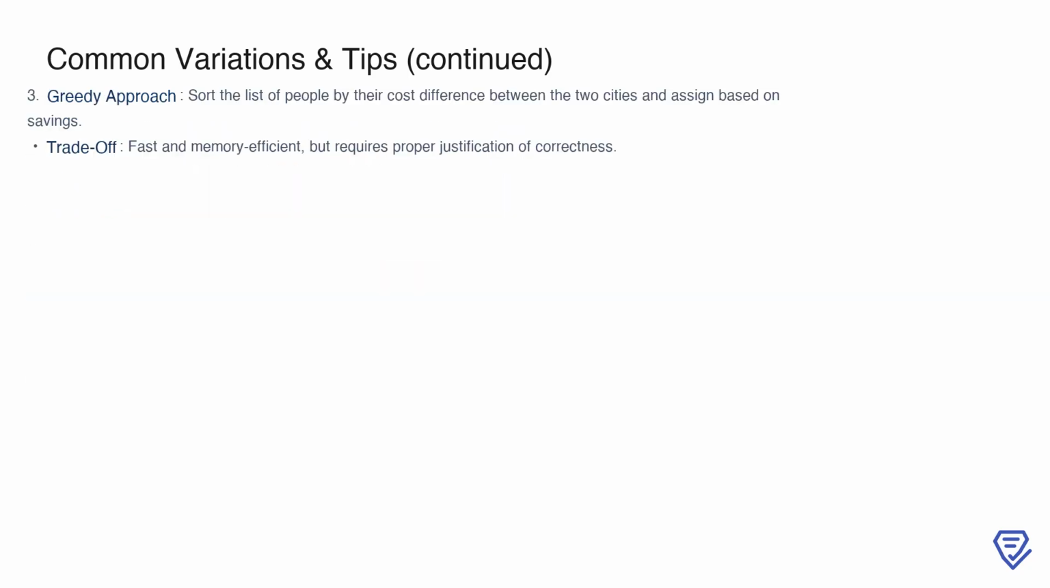Finally, the greedy approach remains a popular and efficient method for solving this problem. By sorting the list of candidates based on the cost difference between the two cities, you can prioritize assignments that maximize savings. This method is both fast and memory efficient, making it ideal for many cases. However, it's important to justify its correctness during interviews. You should be able to explain why sorting by cost differences leads to an optimal solution and how the algorithm ensures the constraints are met. While it may not handle every edge case as transparently as dynamic programming, its simplicity and efficiency make it a go-to choice for problems like this.